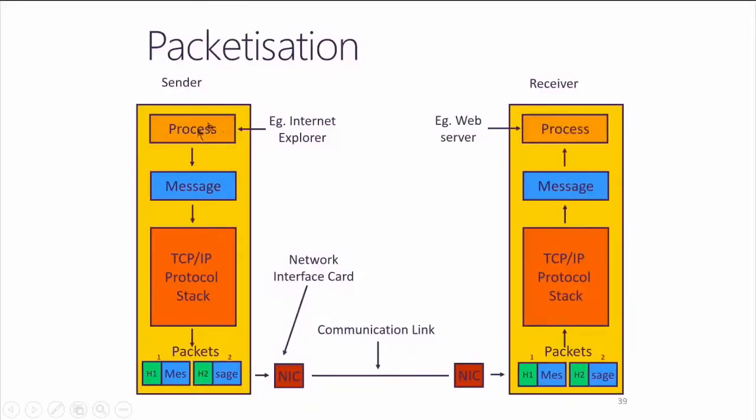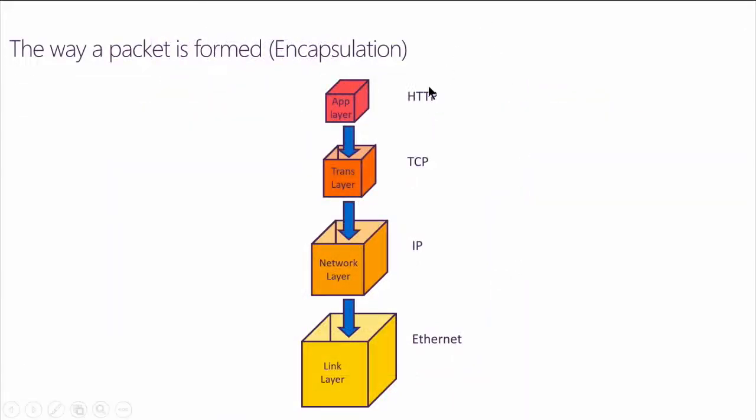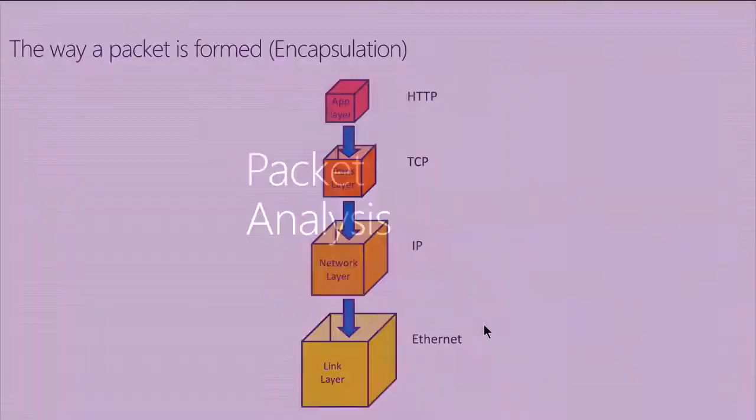We have the sender and the receiver. As the message is transferring between the layers, each layer will have its own stamping, which will be de-stamped at the receiver. Here's an example. The packet in the application layer is HTTP. In the transport layer it is TCP. In the network layer it is IP. And the link layer is the Ethernet itself.